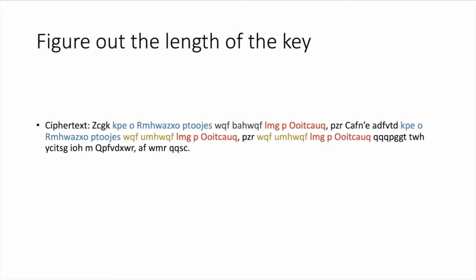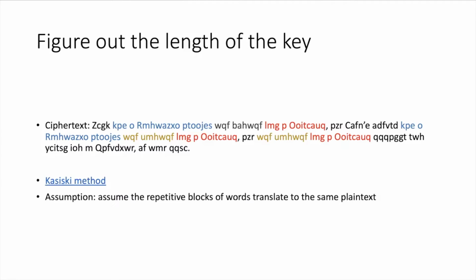So this is the ciphertext that we're trying to break. You can notice that in the ciphertext, there are three repetitive blocks of ciphertext. The first one is marked in blue, the second one is marked in red, and the third set is marked in yellow. We're assuming that the repetitive blocks of words translate to the same plain text. Now notice that this might not happen, but we're assuming this will happen. So now we're looking at the distance from the first blue block here to the start of the next blue block. This distance, the number of letters here, will be a full rotation or several full rotations of the keyword.